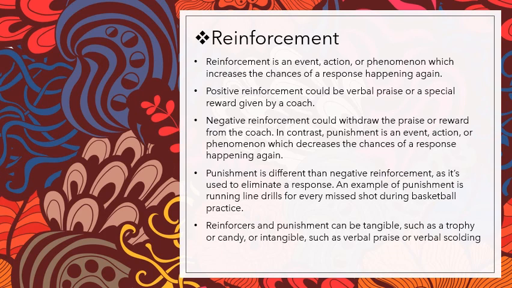Punishment, on the other hand, is an event, action, or phenomenon which decreases the chance of a response happening again. This is different than negative reinforcement, as it's used to eliminate a response. An example of a punishment would be running line drills for every shot missed during basketball practice. Reinforcers in punishment can be tangible, which is a trophy or candy, or intangible, which can be verbal praise or verbal scolding.